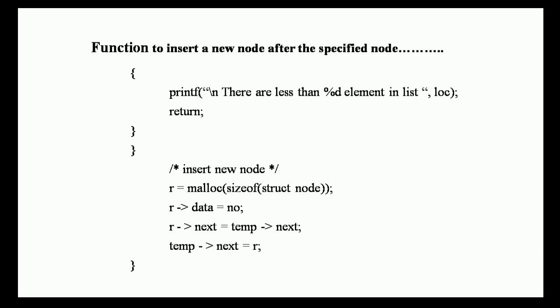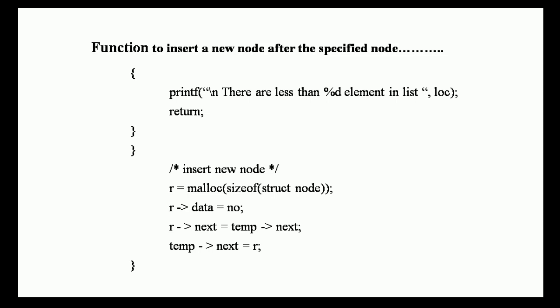The function is called from the previous one. Here is a function to insert a new node after the specified node. In the program you have already specified some particular place, and the new node is inserted after the specified node. Whichever node is specified, after that place you insert another new node. That way you have created that program.